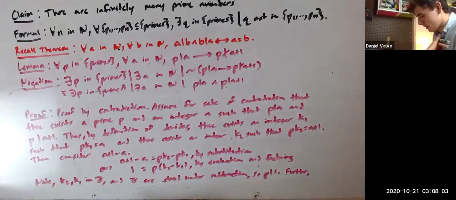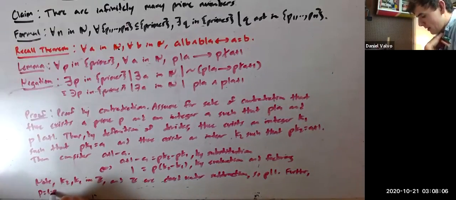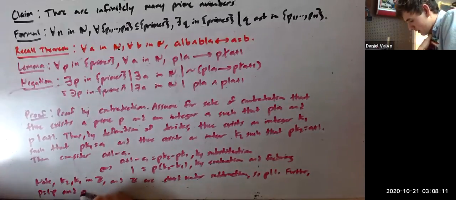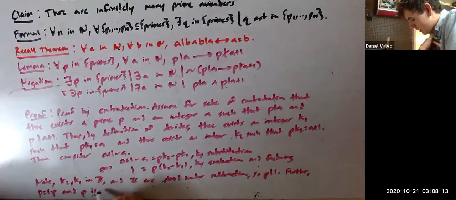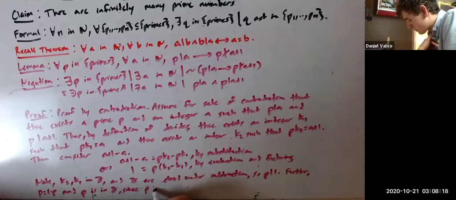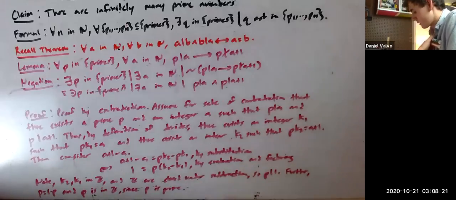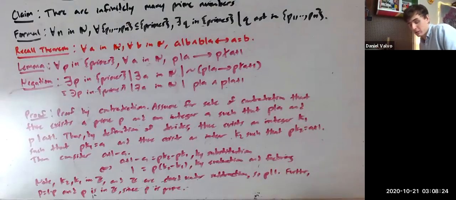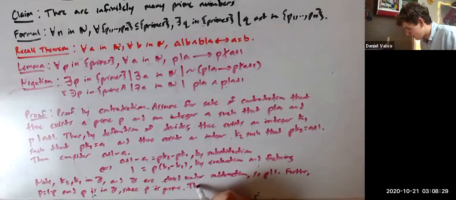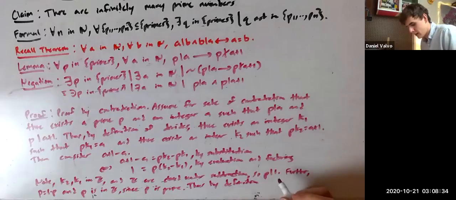Further, p equals 1 times p, and p is in Z, since p is prime and primes are integers, specifically positive integers. The point is, though, by definition, 1 divides p.